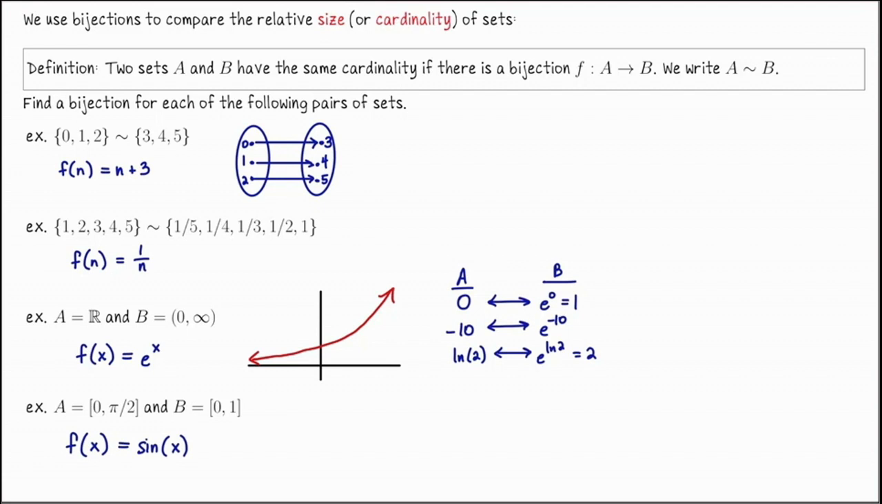Sine of x in general is not one-to-one. It oscillates. If I thought of B as all real numbers, it wouldn't be onto, right? So sine here is working because of my choice of A and B. This is not the only bijection you could write down. It's not unique. It's just one possible choice.